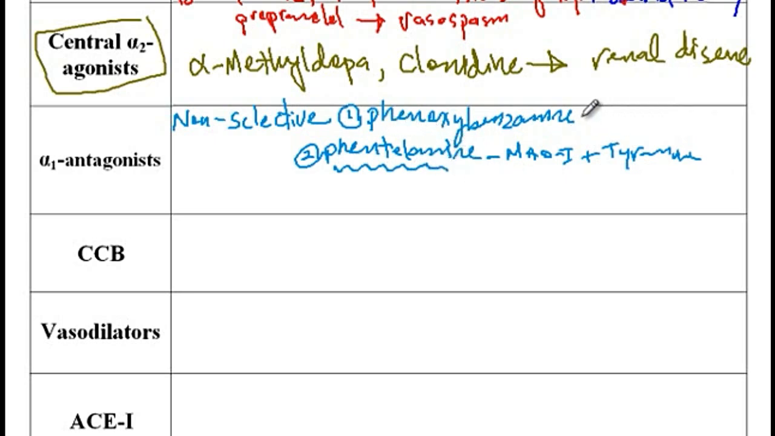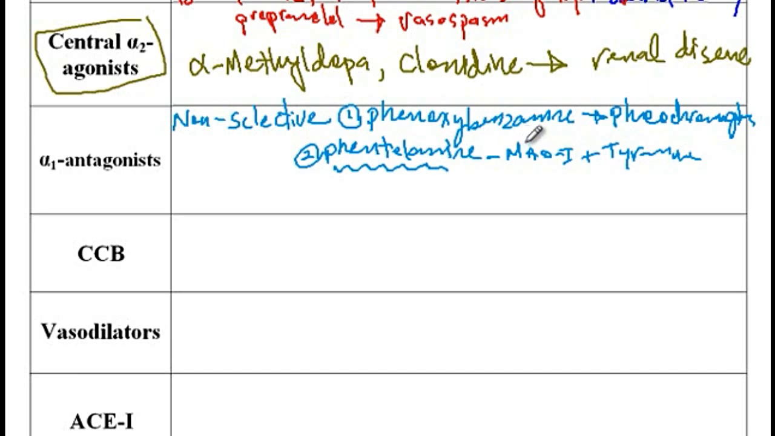And then phenoxybenzamine is used for the treatment of patients with pheochromocytoma, which is a tumor of adrenal medulla. So in these patients, they produce too much catecholamines and cause hypertension. The treatment is surgical removal of the tumor, but about 10 to 14 days before removing the tumor, you have to provide these patients with phenoxybenzamine.